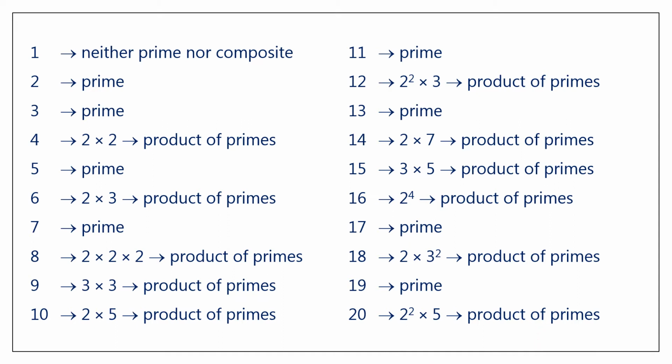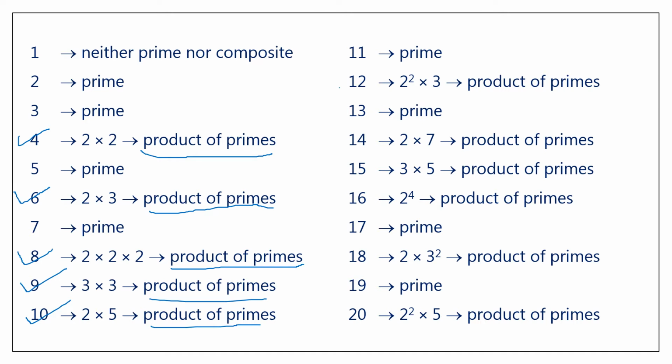Therefore here you can check clearly, 1 is neither prime nor composite, 2 is prime, 3 is prime, the first composite 4 you can write as a product of primes. The next composite number 6 you can write as a product of primes. 8 is a composite number, you can write this as a product of primes. Similarly 9, 10, these are composite numbers which we can write as a product of primes.